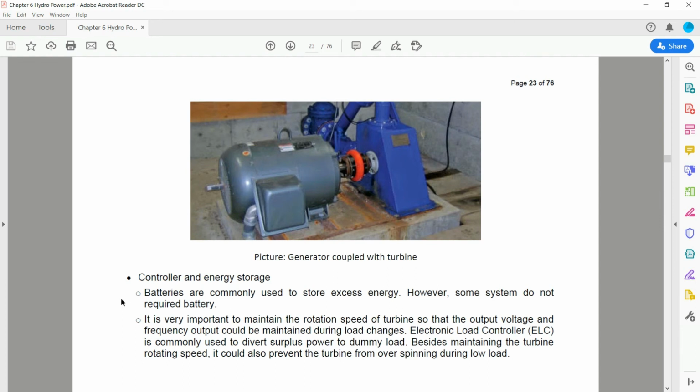Controller and energy storage. Batteries are commonly used to store excess energy. However, some systems do not require batteries. It is very important to maintain the rotation speed of the turbine so that the output voltage and frequency could be maintained during load changes. So we use an ELC, electronic load controller, to divert surplus power to a dummy load. Besides maintaining the turbine rotating speed, it can prevent the turbine from overspinning during low load.